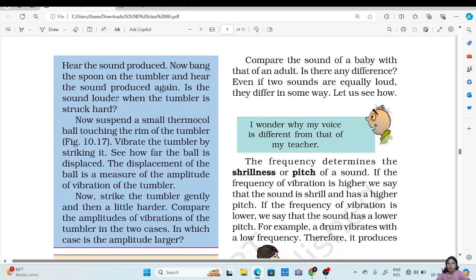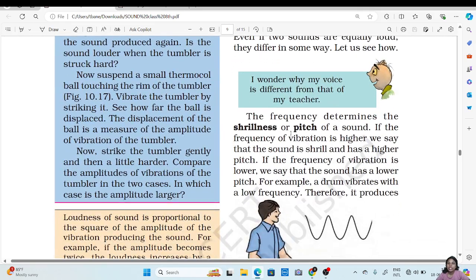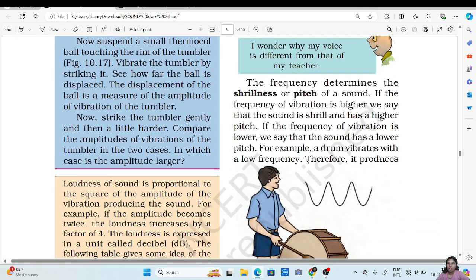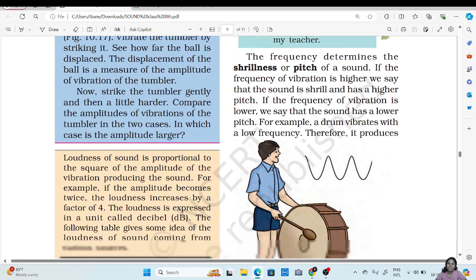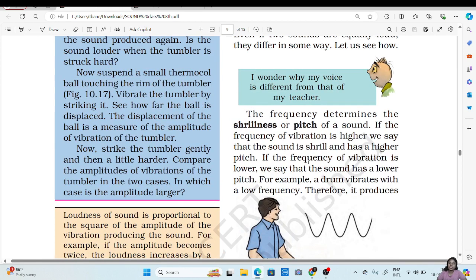Moving ahead, the frequency determines the shrillness or pitch of a sound. What we said, frequency is the number of oscillations that take place per second. This frequency also determines the shrillness or pitch of a sound. Pitch is a simpler term to understand. We talk in low pitch and we talk in high pitch. Say you have a drum. There's a simple example here. Say one person is hitting on a drum, the other one is whistling.